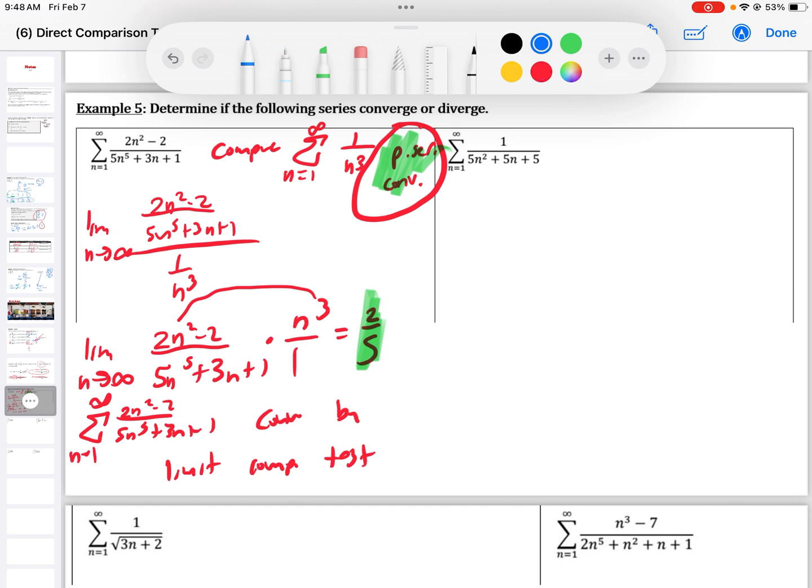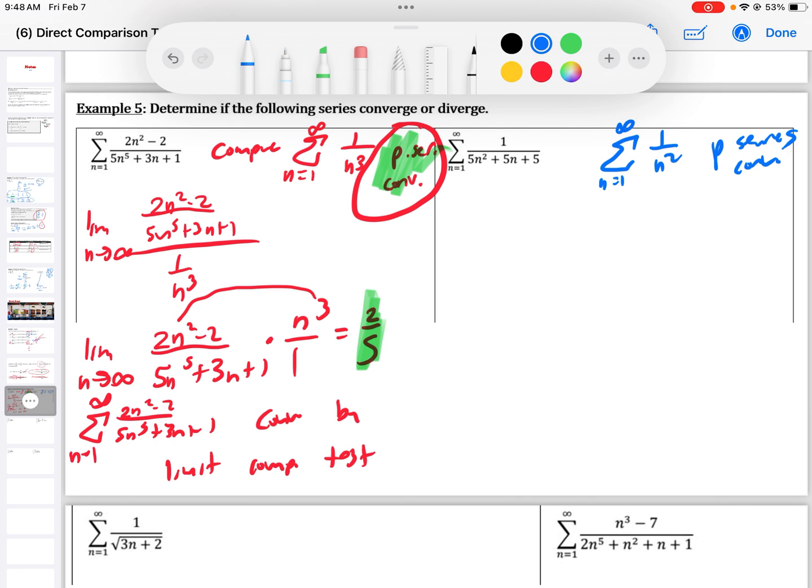All right, so this one looks pretty simple because there's nothing on top. I kind of want to just compare it to the series from n equals 1 of 1 over n squared, which is a p series. I don't know why I keep putting a dot after the p. P series that converges.